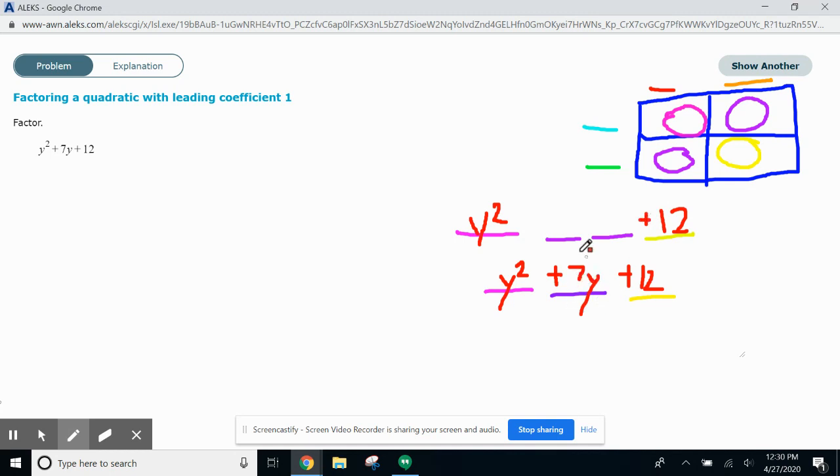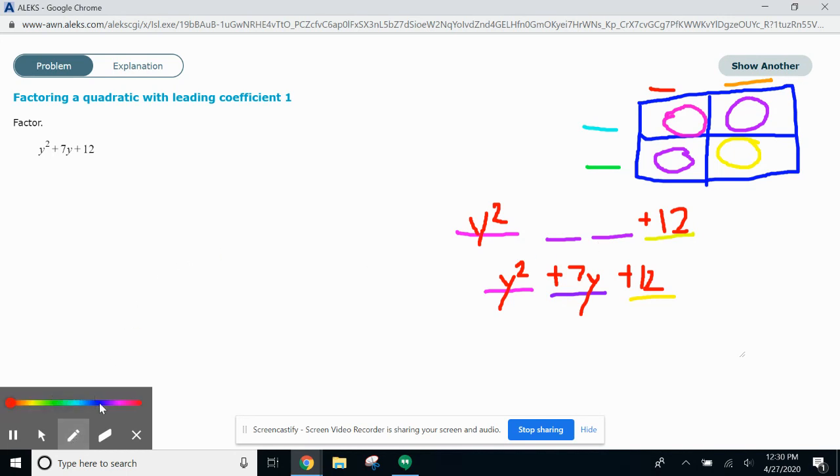But positive 7y, I'm not sure how I'm going to break that up. I don't know if I need to make any negative, if they both should be negative, or they both should be positive. So we're going to look through some of this, and this is the step that makes it a kind of a challenge. Okay, so we know where y squared is going to go. We know where 12 is going to go. It's 7y that we need to figure out.